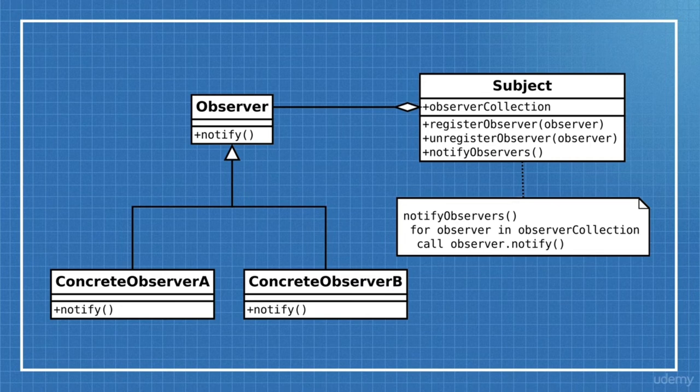And you can also see that whenever you call the notify observers method, it should run over all of its observers and call the notify function on each and every one of them.